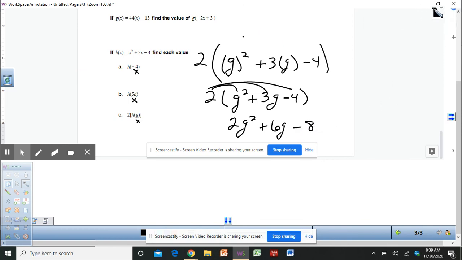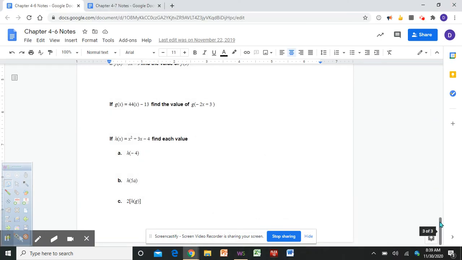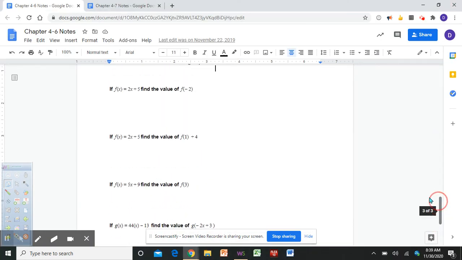Okay, so basically the premise of today is if it's inside the parentheses, that becomes your new x value. If it's outside the parentheses, that's an operation you're going to do at the very, very end, whether it's multiplying or dividing. Okay, hopefully that makes sense.